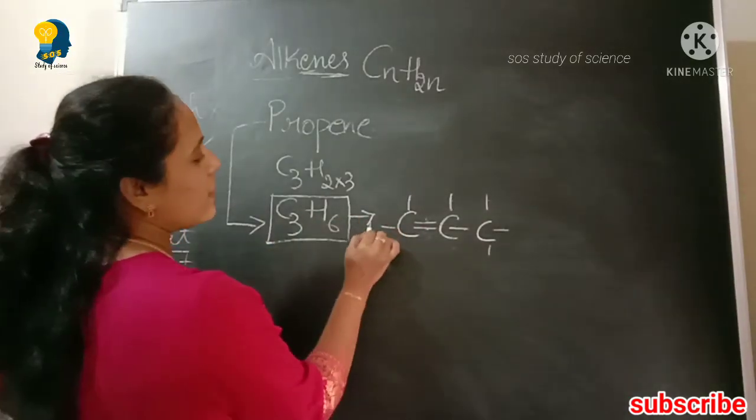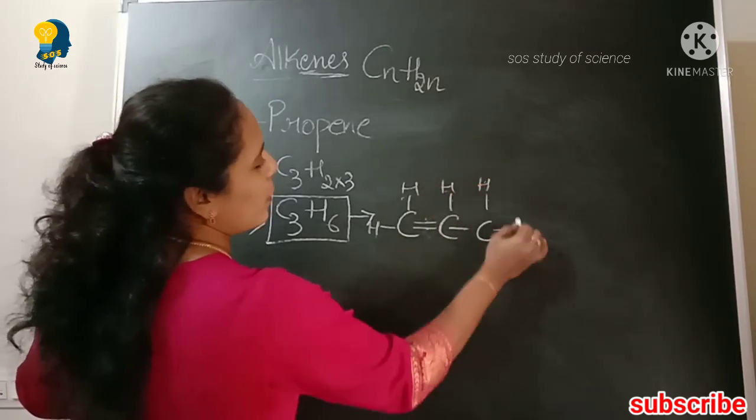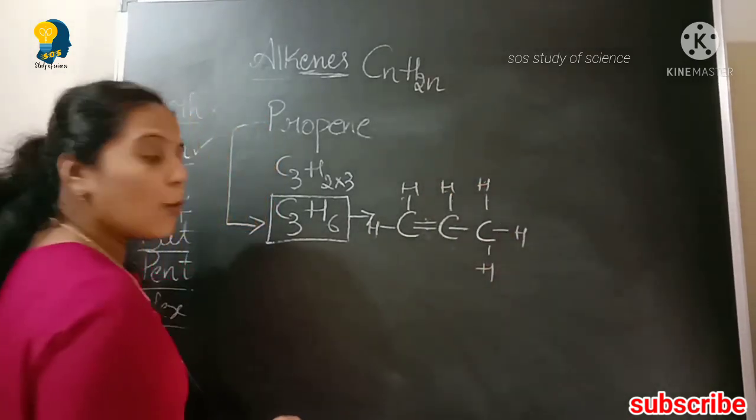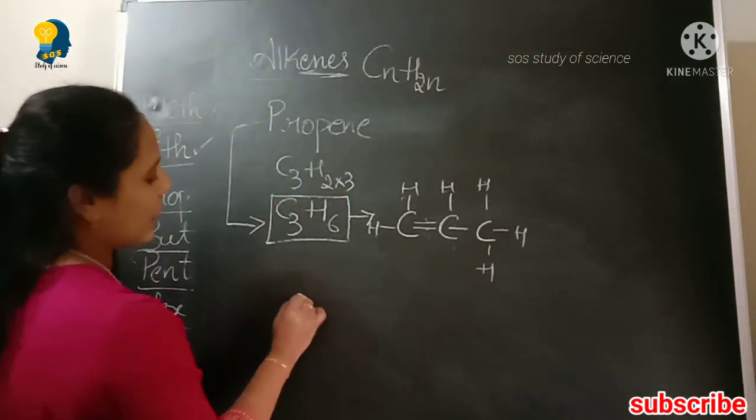So now left with 6 hydrogen atoms. You can see 1, 2, 3, 4 and 5 and 6. This is how we write the structural formula for propene. Okay, so now it's time to write the electron dot structure.